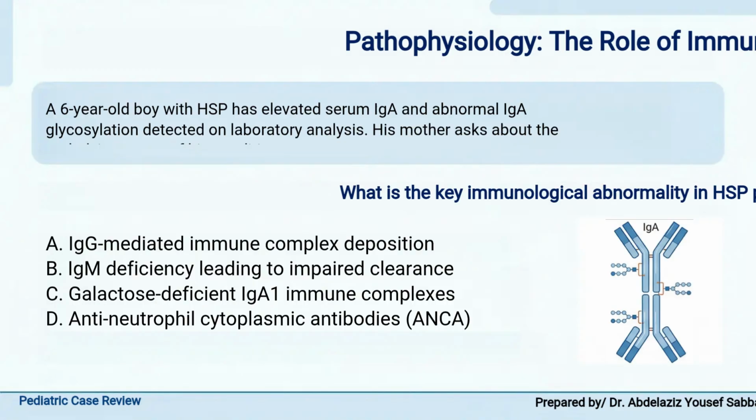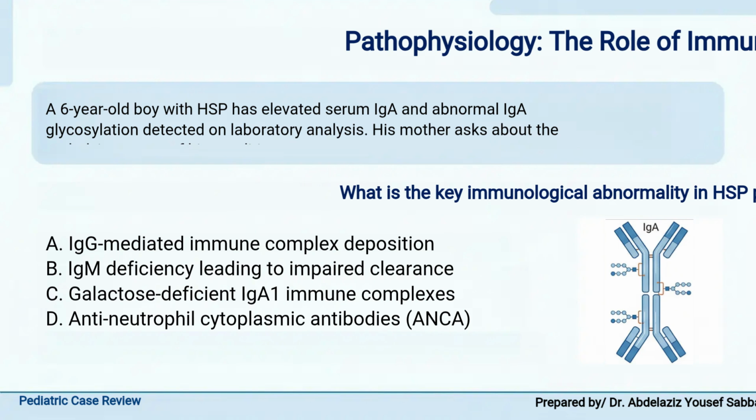Case 5. A 6-year-old boy with Henoch-Schönlein Purpura has elevated serum immunoglobulin A and abnormal immunoglobulin A glycosylation detected on laboratory analysis. His mother asks about the underlying cause of his condition. What is the key immunological abnormality in the pathogenesis of Henoch-Schönlein Purpura?